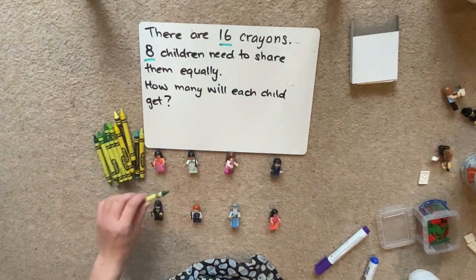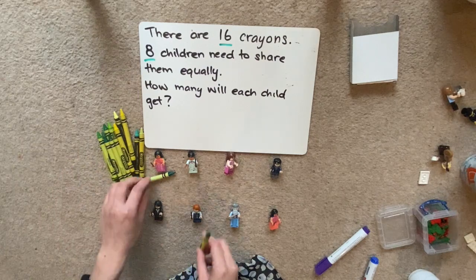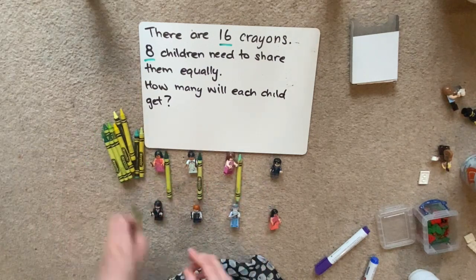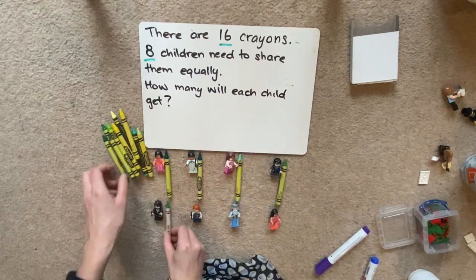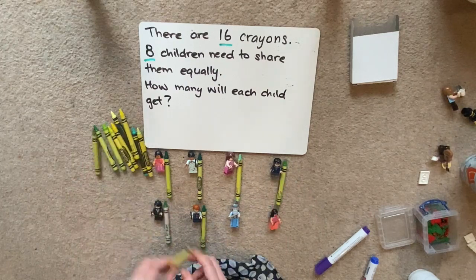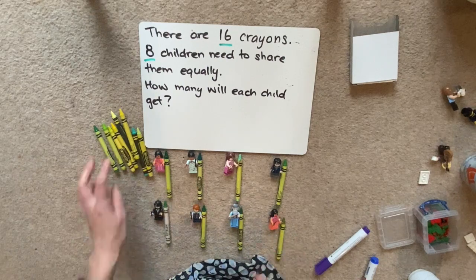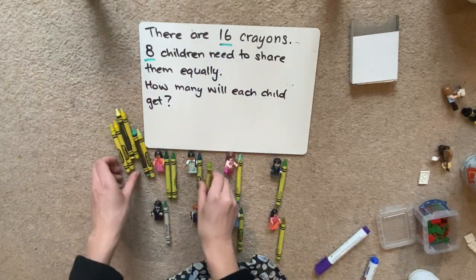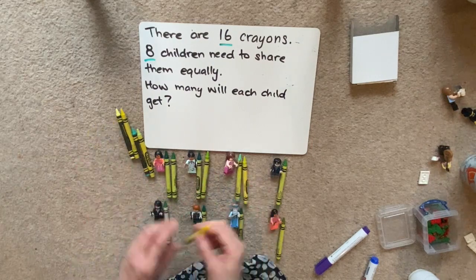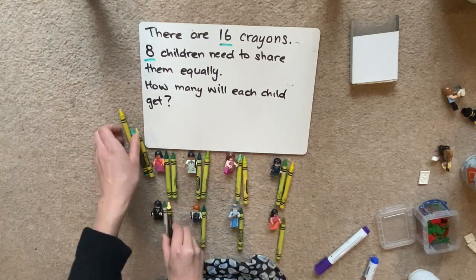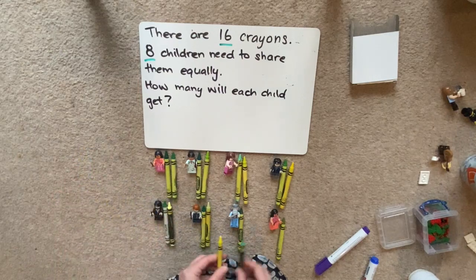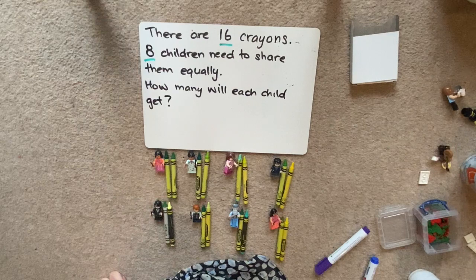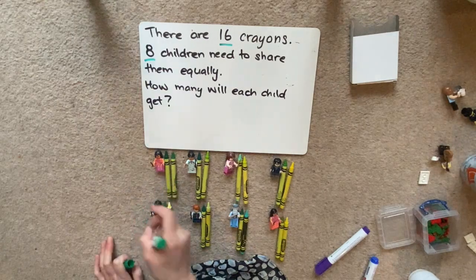So just like we've done before, you give them 1 each to start. Oops, not going to have any space for this. There we go. So they each have 1 crayon. And we still have to share out these ones. There we go. How many does each child have? Each child has 2.